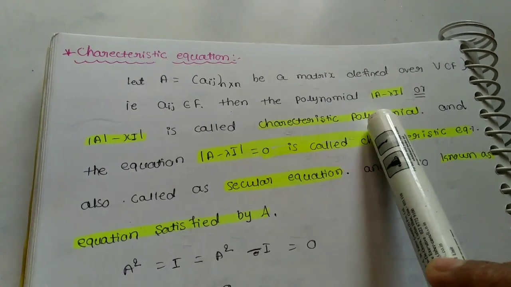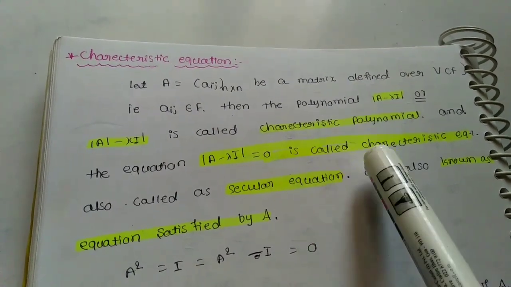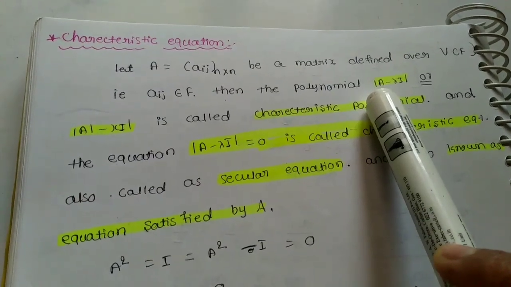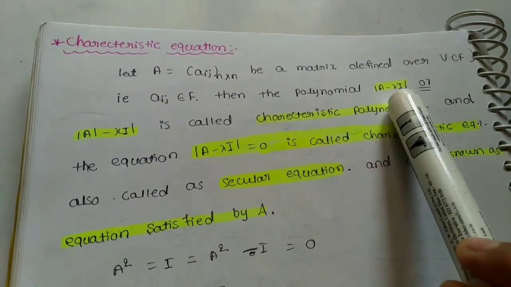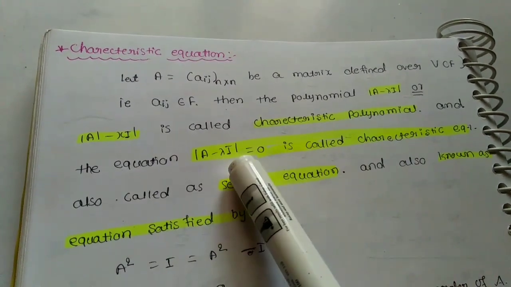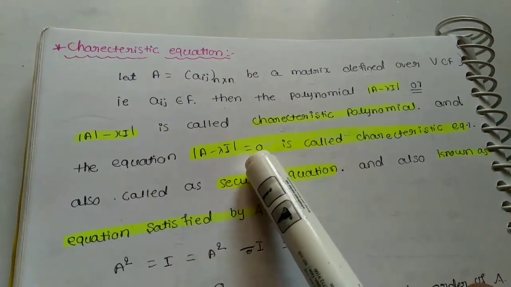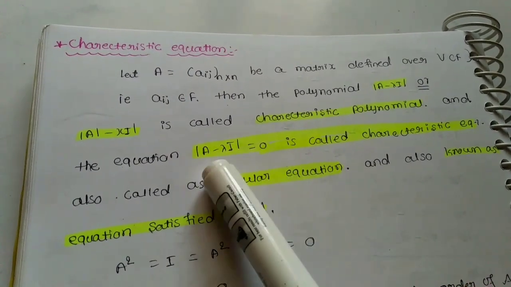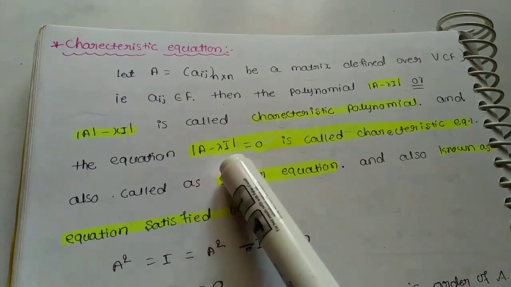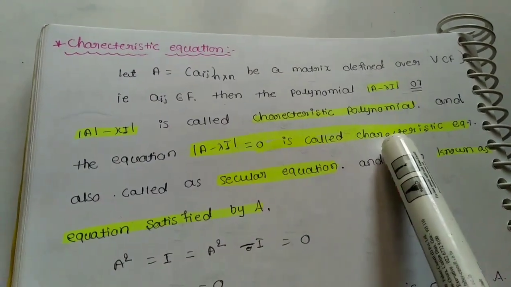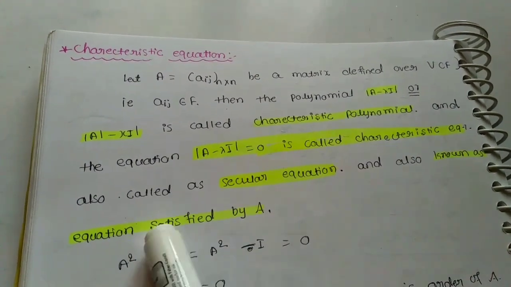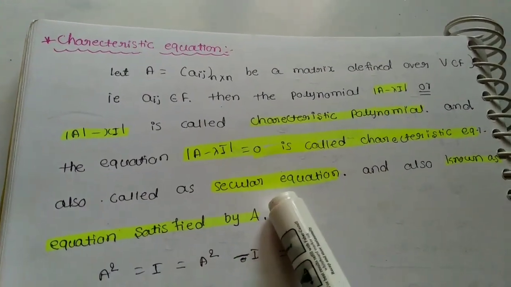So this is the characteristic polynomial. The difference between these two is this: if you just represent it as the determinant of A minus lambda I, that is called a characteristic polynomial. And if it equals 0, then it is called the characteristic equation. This characteristic equation is also called a secular equation.